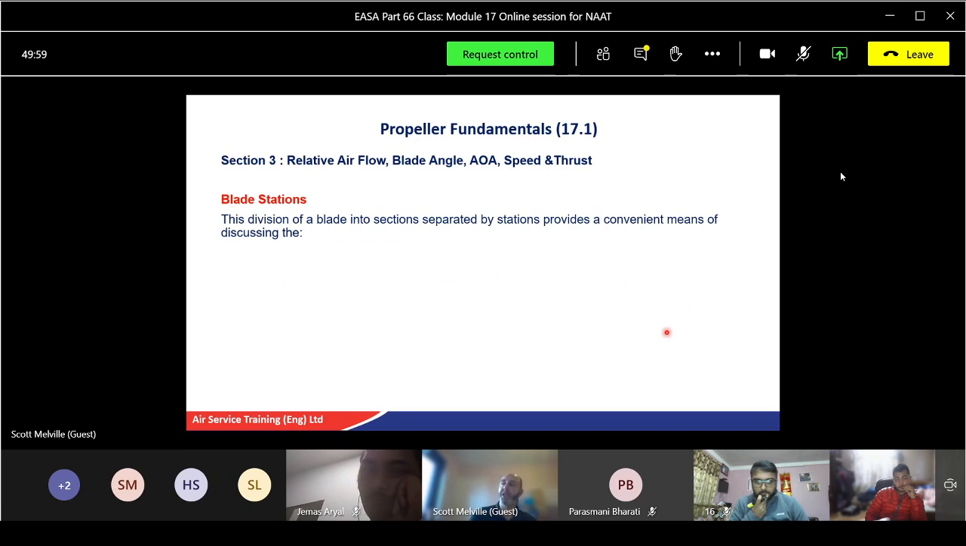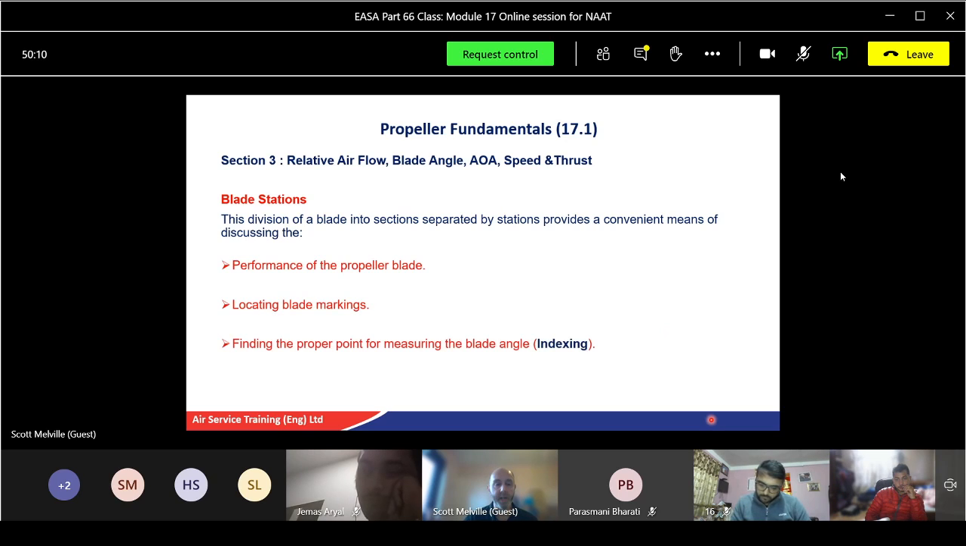Now, division of the blade in sections separates the stations and provides a convenient way of discussing performance of the blade, locating blade markings, and finding the proper point for measuring the blade angle. Now, we call measuring the blade angle indexing. So remember, in the washout, the blades are twisted, so every part along that blade will have a specific angle, to maintain that uniform axial velocity. And locating what's called anti-glare areas.